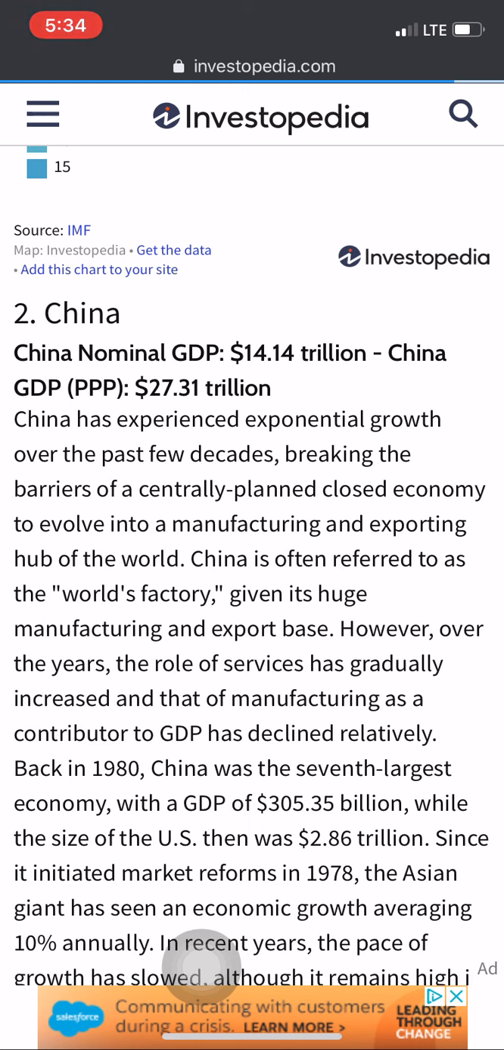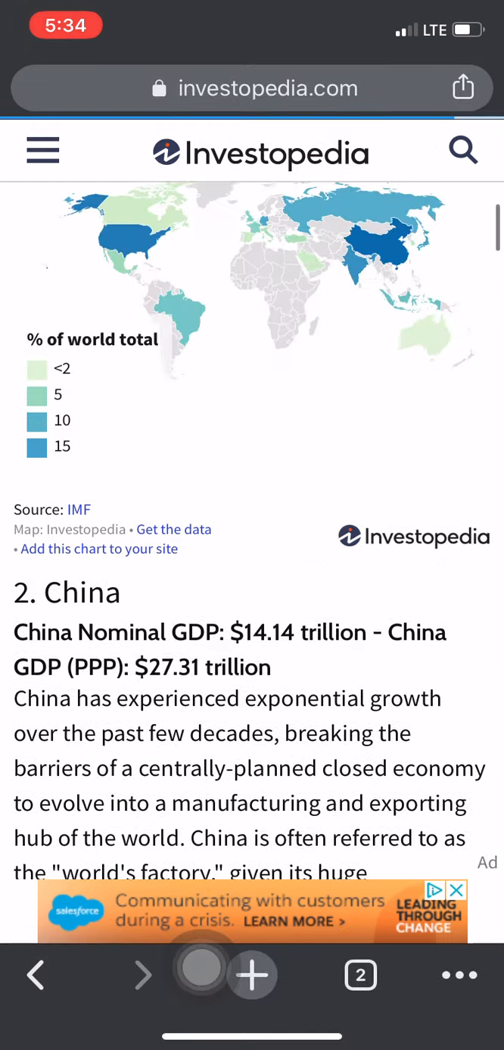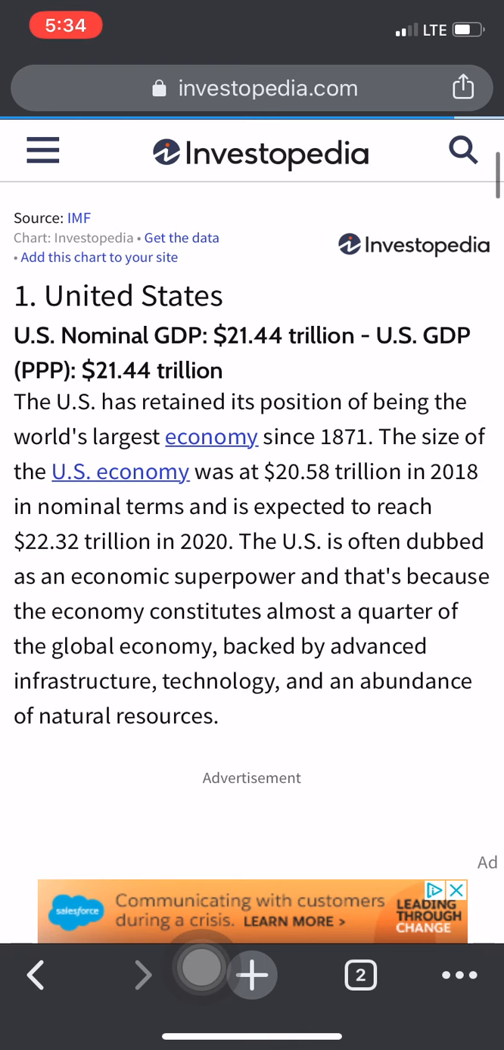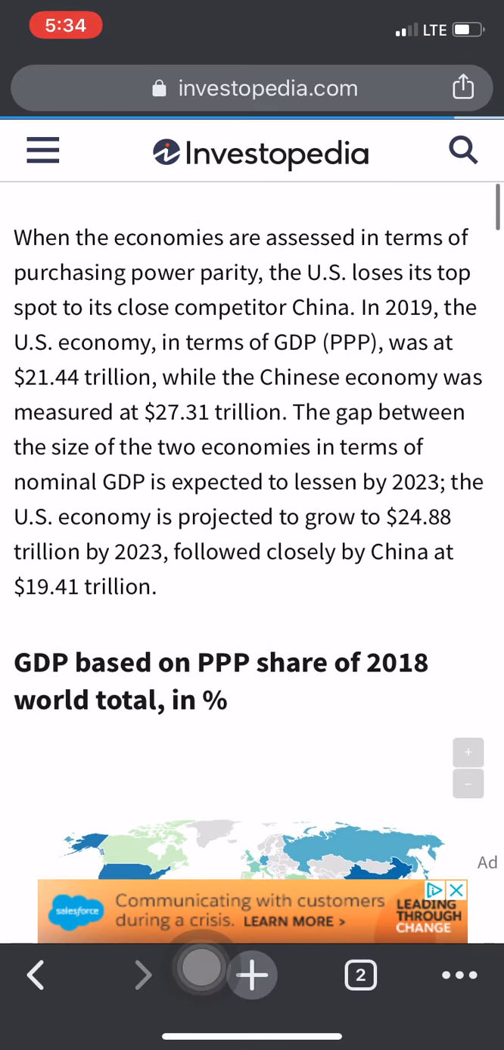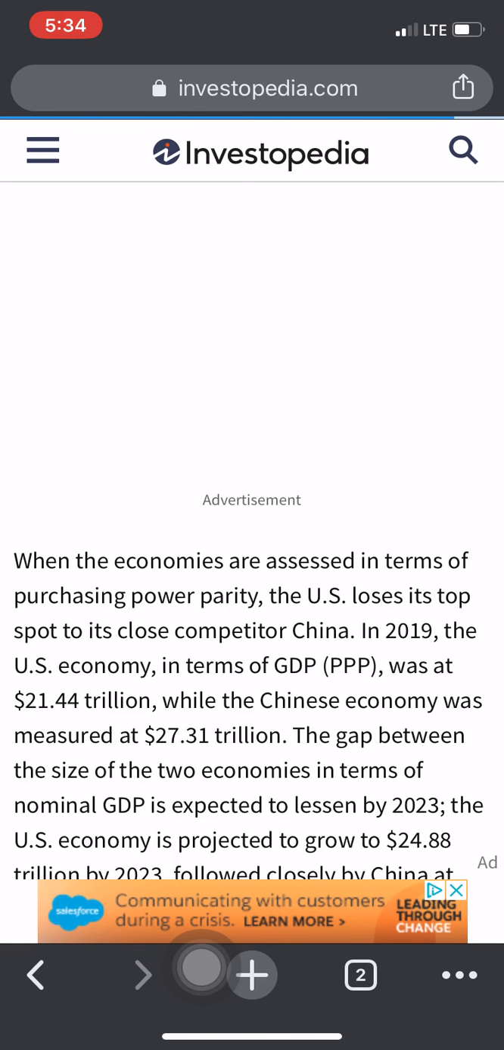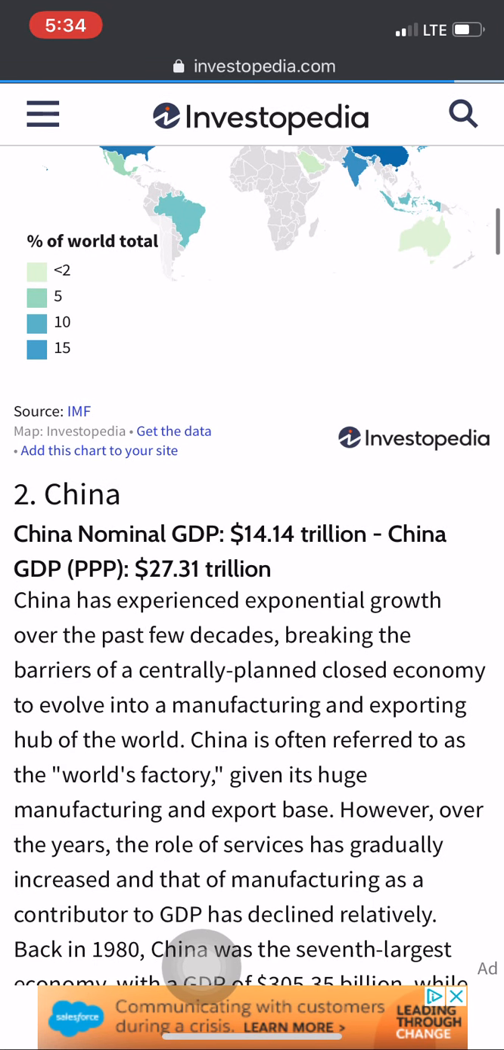In China, nominal GDP is $14.14 trillion. That's just the amount of US dollars that China has. But in terms of purchasing power parity, China's GDP is $27.31 trillion, which is absolutely more than the US's GDP, right? So 21.44 is definitely less than 27.31 by almost $6 trillion. China is already the world's largest economy in terms of purchasing power parity.